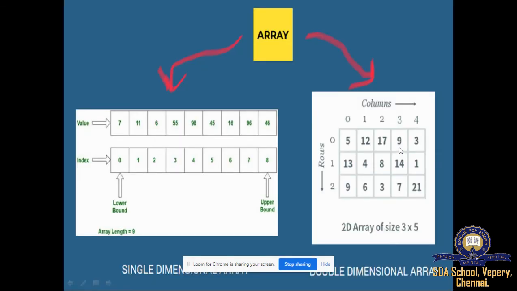What are the topics we have discussed? First is your array. What are the different types of array we have seen? Single dimensional array and double dimensional array. This is an example representation. Only a single row or a single column is represented in a single dimension, and for a table or a collection of rows and columns, you use double dimensional arrays. We have seen an example program for that.